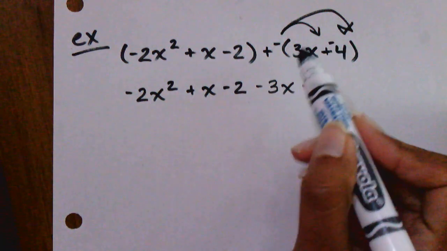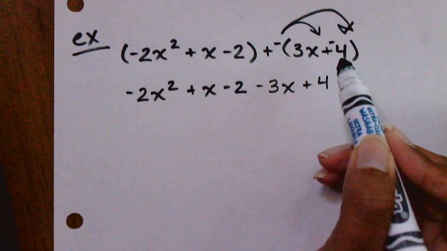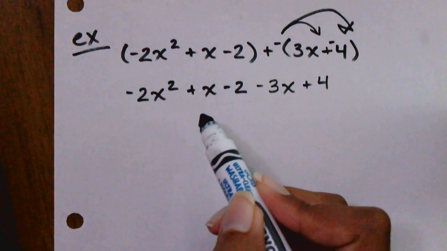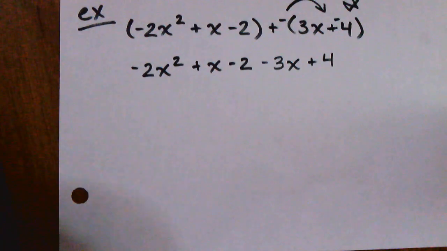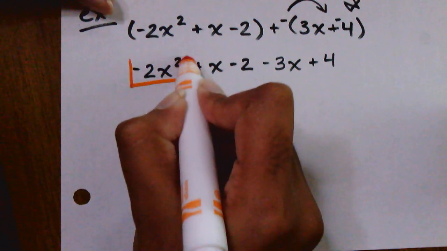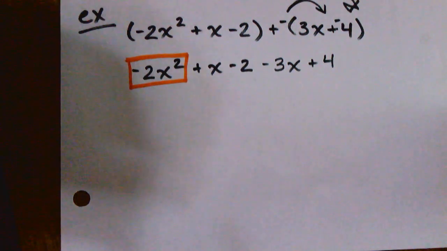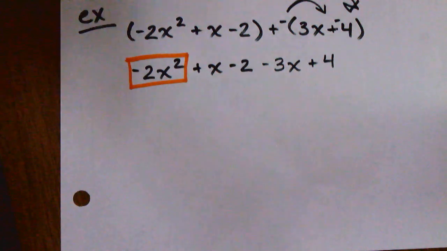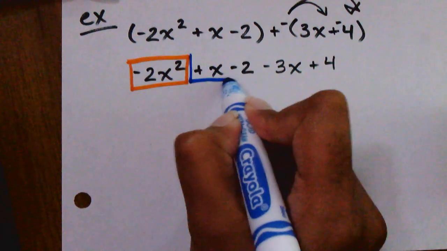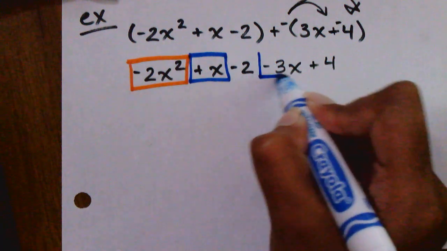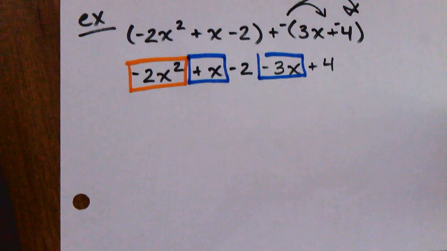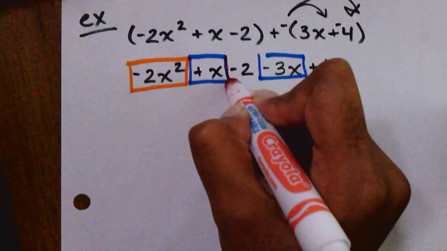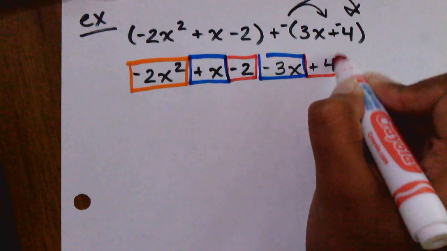So now that we've used our distribution of the negative for the second polynomial, now we can simplify using like terms just like we did before. So I'm looking for my highest degree. We have a term here that's squared, and that's the only one. We have an x term here and an x term here, remembering to keep the sign that's in front of the term with it. And we have two constants left, one there and one there.